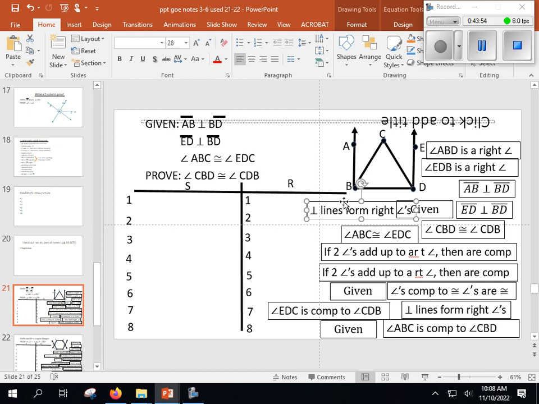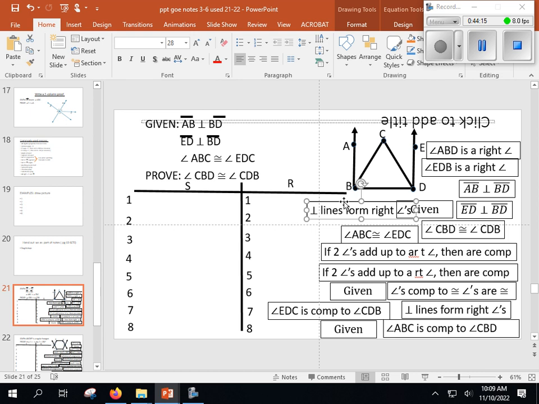They're complementary. They add up to 90, right? What do you know about these two angles? They add up to 90. What do you know about these two? Equal. They're equal. Well, if these two are equal, these add up to 90 and these add up to 90, what has to be true about these two that we're trying to prove?